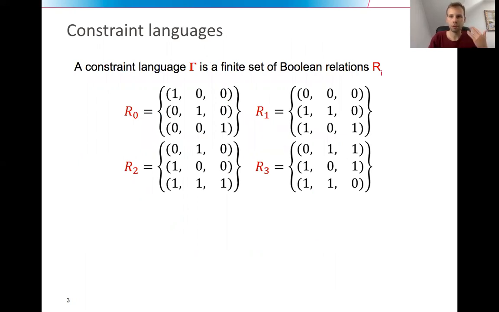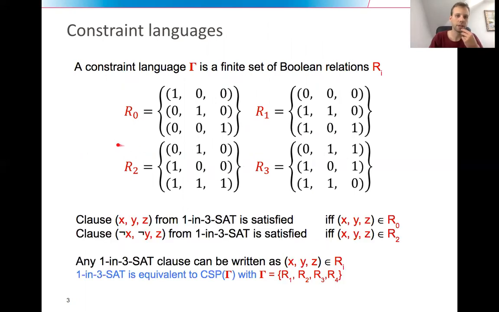This idea of constraint types can be formalized with a notion of constraint language, which is a finite set of Boolean relations, and each relation is a finite set of Boolean tuples of fixed dimension. In this example, we see four relations that express the 1-in-3 SAT problem. For example, relation R0 says that exactly one of the variables x, y, z equals 1. If we wanted to express a clause with first and second argument negated, we can use relation R2, where the first and second columns are negated. For a given constraint language Gamma, we refer to a problem where such constraints might appear as CSP(Gamma).